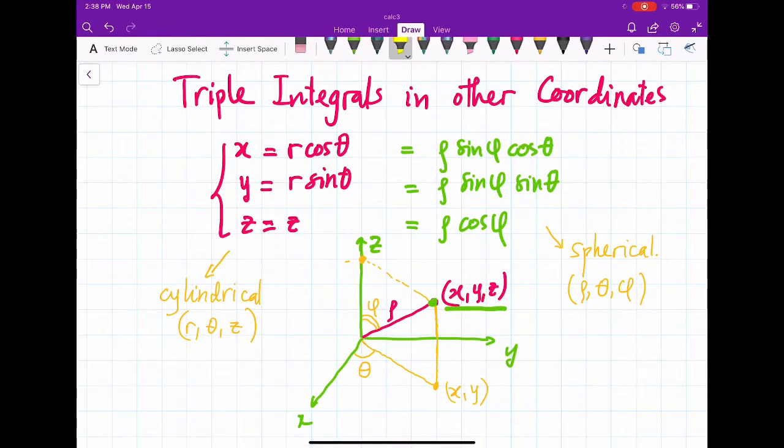Suppose that you have some vector x, y, z, or a point in the space, right? So we already know x is equal to r cosine theta, y equal to r sine theta, where theta is the angle between the vector right here in the xy plane and the x-axis. Okay, that is the polar coordinate I just mentioned. So if we give z equal to z, then we have the following triple: r, theta, and z. And this is called cylindrical coordinates.